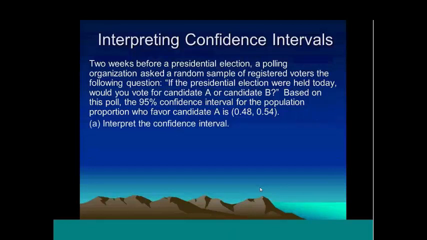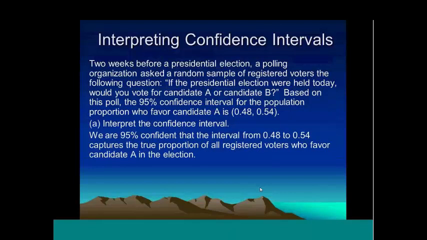So the first question is to interpret the confidence interval. This is where we say we are 95% confident that the interval from 0.48 to 0.54 captures the true proportion of all registered voters who favor candidate A in the election. So we've just interpreted the set of plausible values for the parameter that we're interested in estimating. That is, the true proportion of all registered voters who favor candidate A.